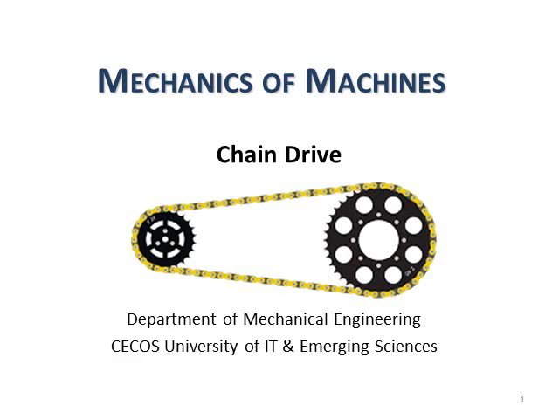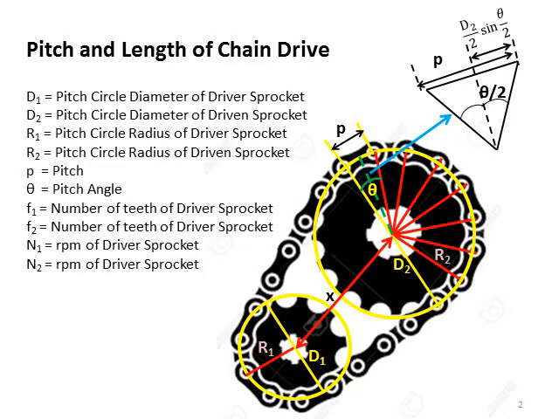To transmit power from driver to driven shaft can be done via chain drive. So today's topic of discussion is chain drive in mechanics of machine. Chain drive is a combination of sprockets and chain. In a simple mechanism there are two sprockets.